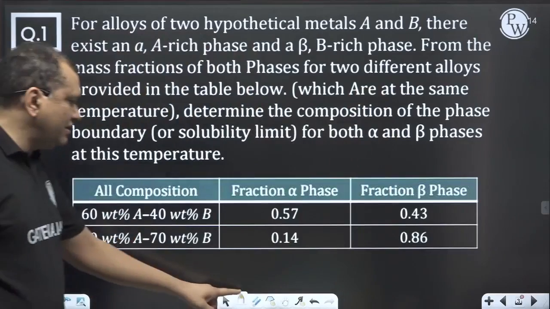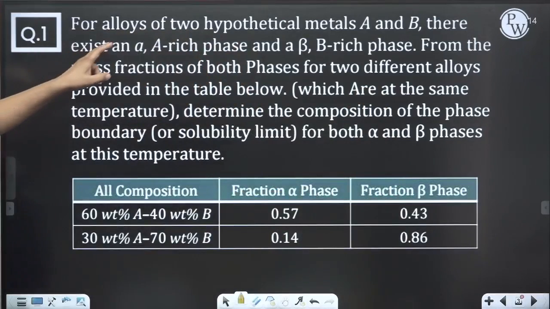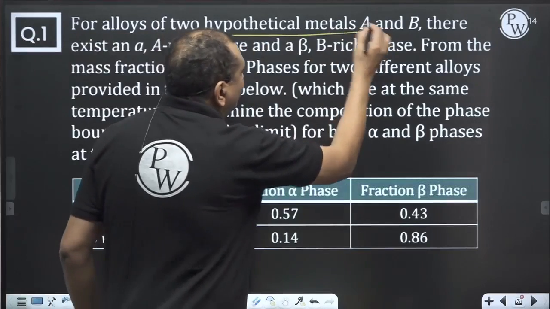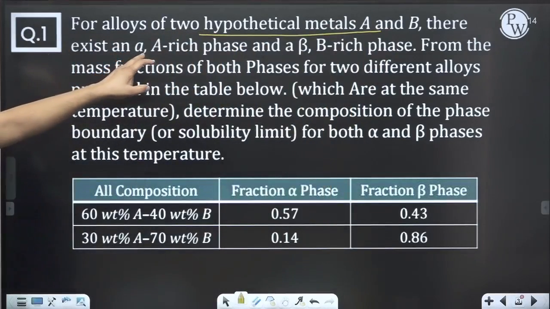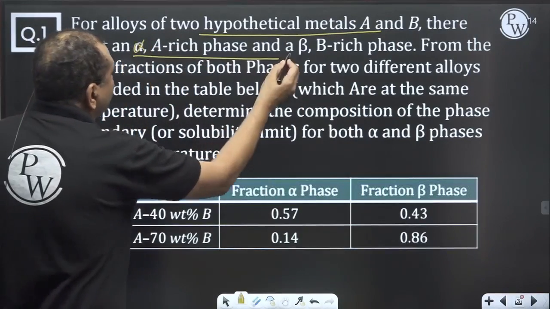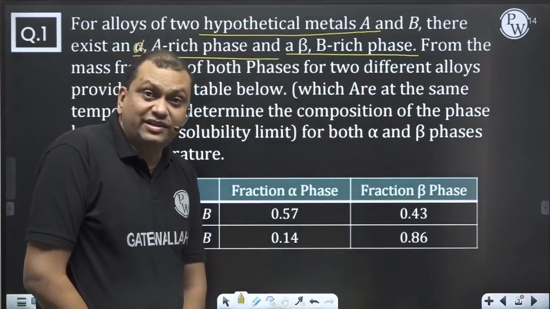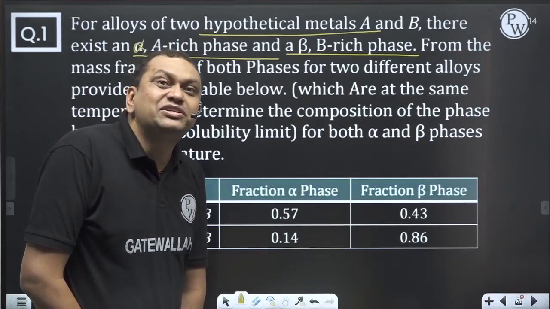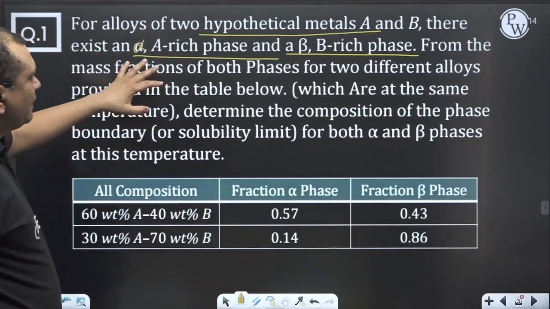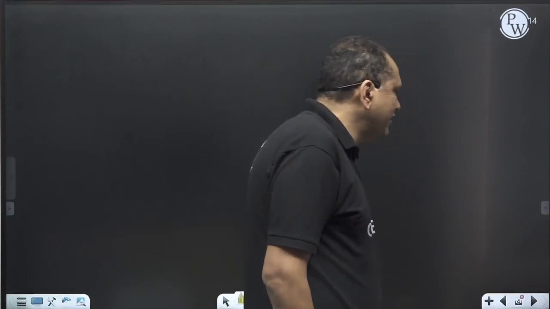So now let us discuss these questions. For an alloy of two hypothetical materials A and B, there exists an alpha A-rich phase and a beta B-rich phase. So it's a eutectic system where there is limited solid solubility. So we will go part by part. Let us make the phase diagram first. It's a hypothetical alloy of A and B.